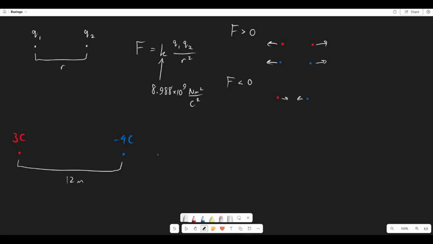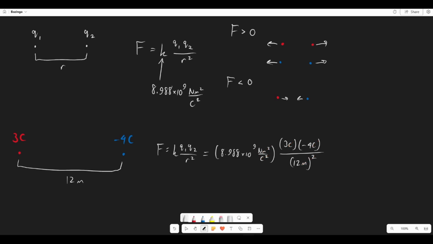Using Coulomb's law, we write F equals K Q1 Q2 by r squared, and we can substitute in K, Q1, Q2, and r. Notice that the units will end up canceling to give us only newtons.